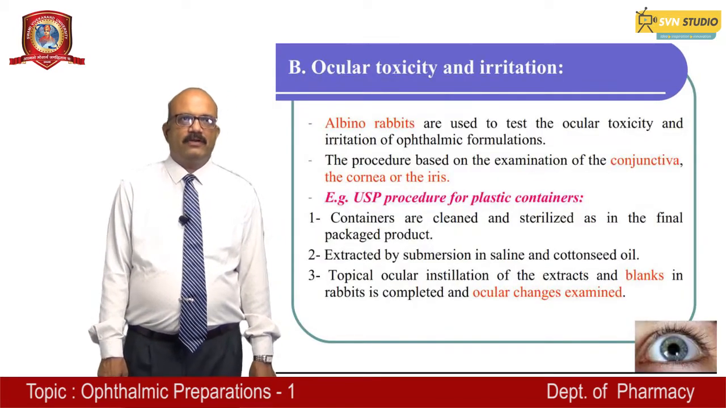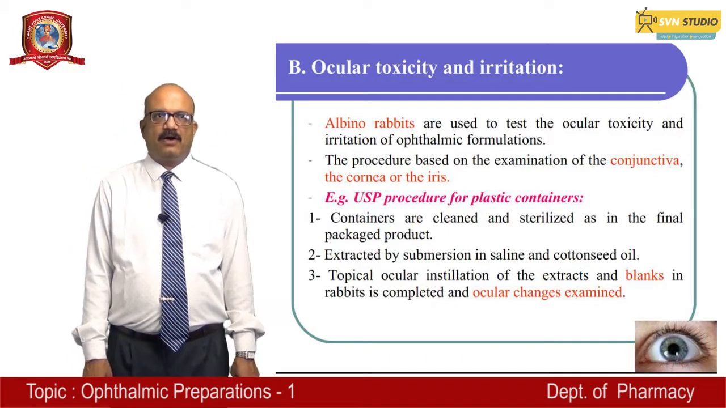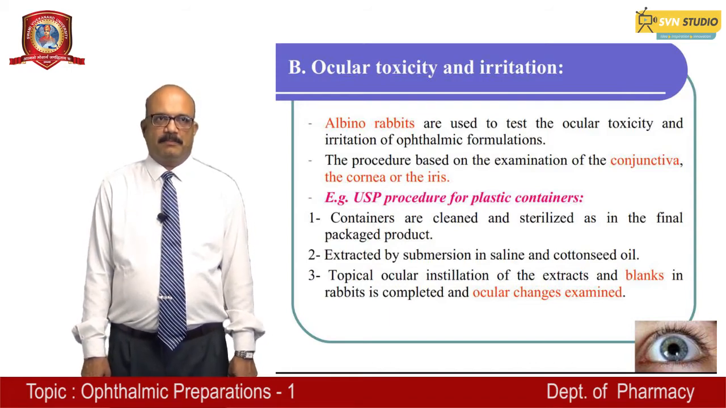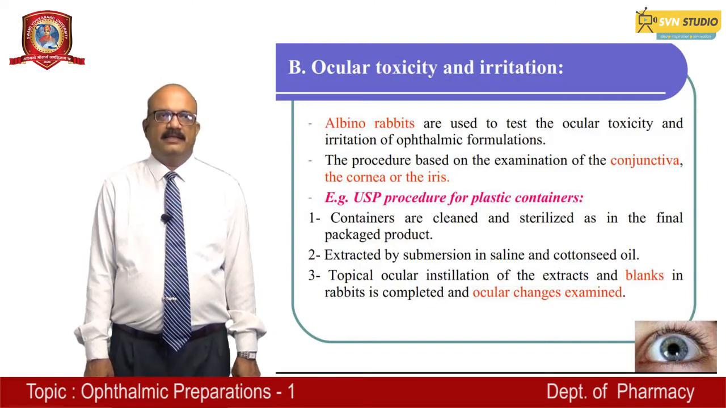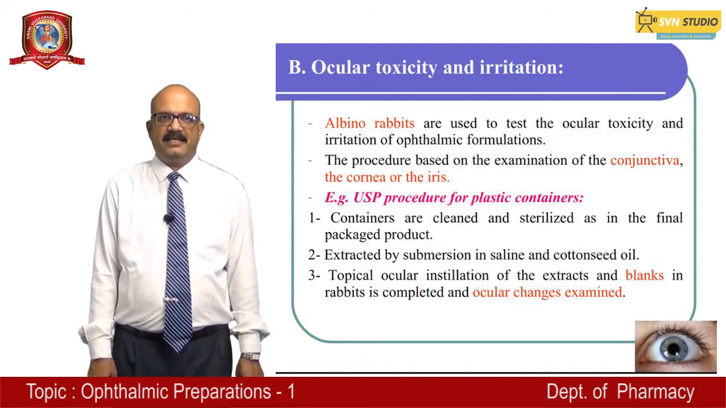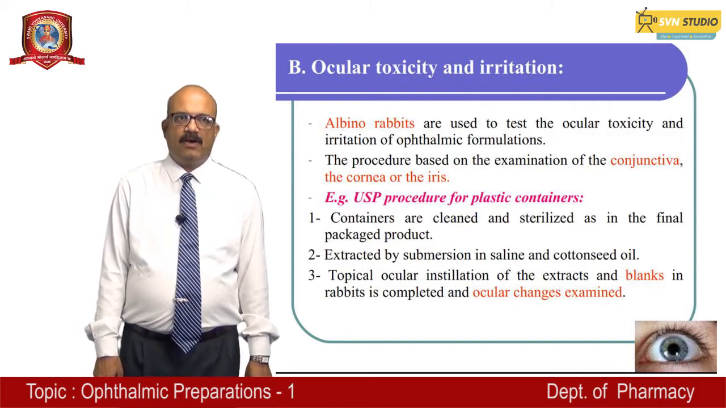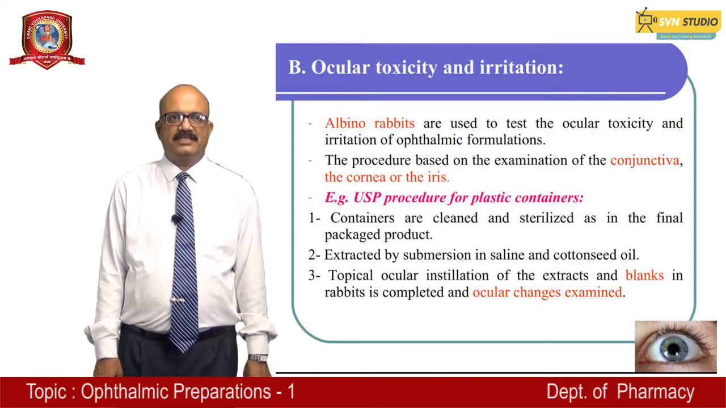Now coming to the ocular toxicity and irritation. Albino rabbits are used to test the ocular toxicity and irritation of ophthalmic formulations. The procedure is based on the examination of the conjunctiva, the cornea, and the iris. For example, the USP procedure for plastic containers is to be followed, in which containers are cleaned and sterilized as in the final packaged product, and extracted by submersion in saline and cottonseed oil. Topical ocular instillation of the extract and blanks in rabbits is completed and ocular changes are examined.